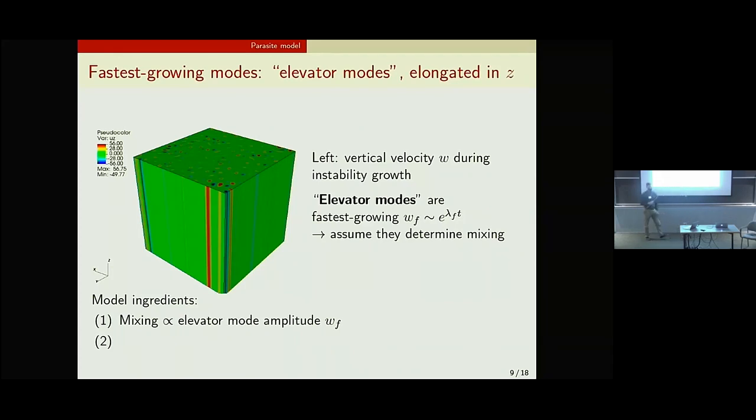Because they're the fastest growing modes, and because we have to make assumptions somewhere in order to make good models, we're going to assume that they dominate the mixing. And so if you can figure out the amplitude of these elevator modes, that gets you the mixing efficiency. So mixing is going to be proportional to the elevator amplitude squared. There should be a factor, W_F squared.